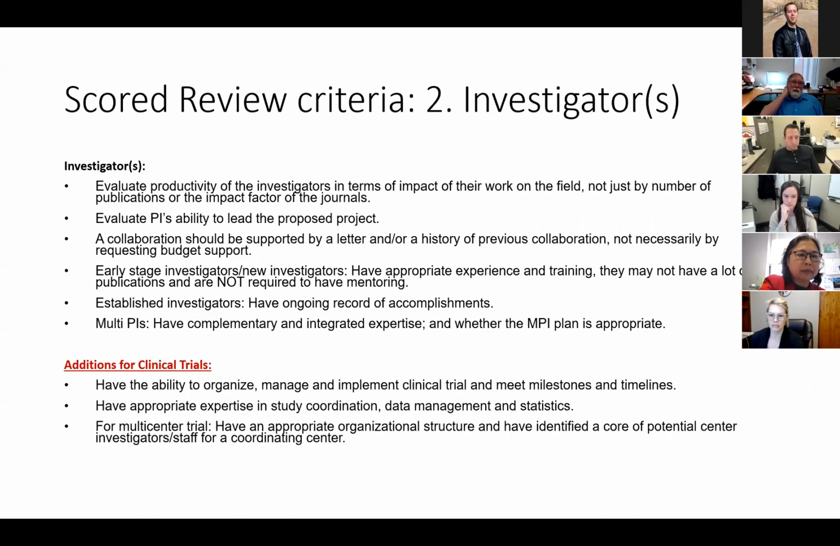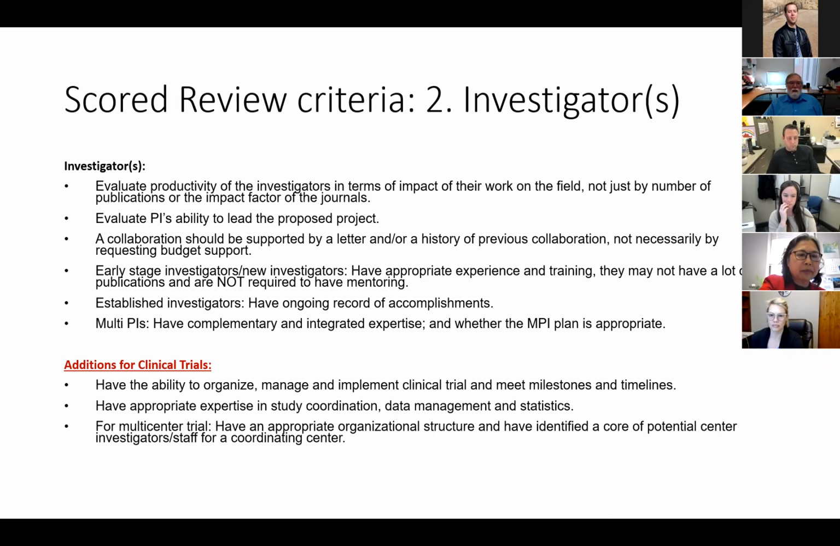Among the other review criteria, it's very important as an investigator to consider the productivity of the investigators in terms of the impact of their work on the field, not by the number of publications or the impact factor, but how this actually impacts the field of the grant being proposed. And does the PI have the ability to lead the proposed project?